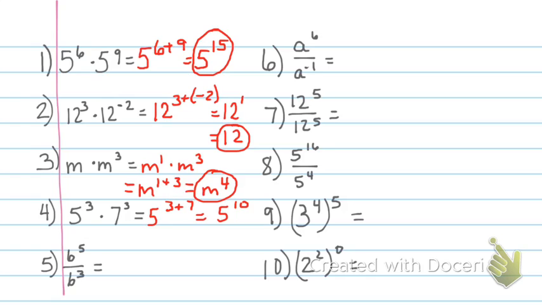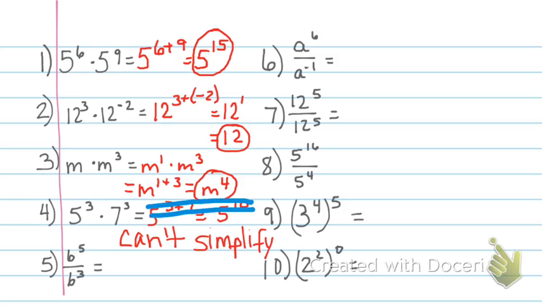The next one is the exact same rule, except I did my math wrong, it looks like. Let's completely change that. Sorry about that. You cannot do this one. You can't simplify because they're different bases. If the bases were the same, then you could simplify it. But since the bases are different, these rules do not apply.